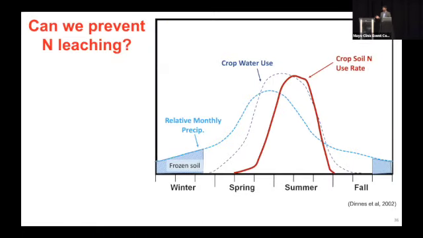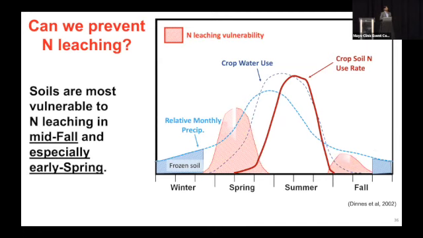Well, here in the Midwest, if we look at this kind of figure, soils are most vulnerable to nitrogen leaching at two major times. One is late spring, because the snow starts to melt, and at that time any nitrogen stored in your soil is being lost. The other is early fall or mid-fall, when the crop has already been harvested, so there is no plant there to take up the nitrogen.